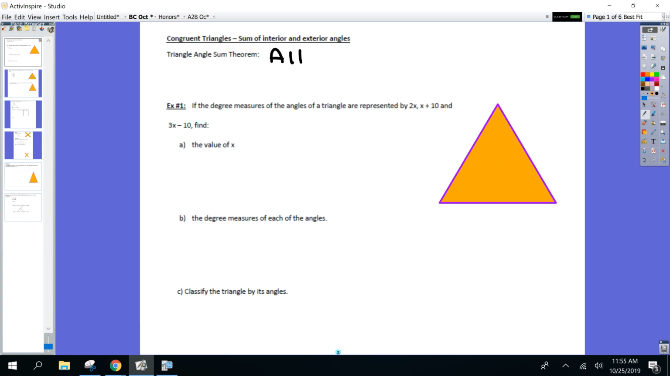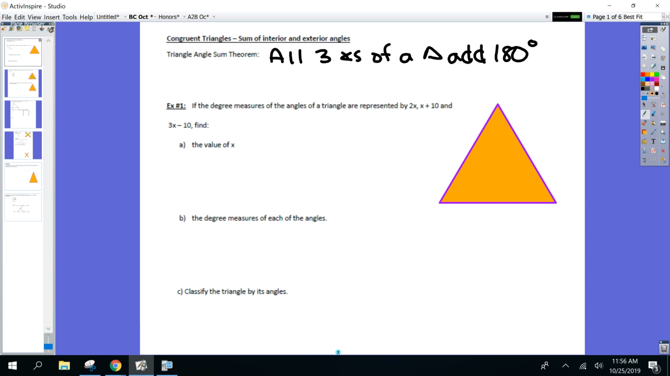All three angles of a triangle add to 180 degrees. And that's all we're going to work on today. We're going to become very, very good at the angles on the inside. And then maybe you've never talked about this, but you can also create angles on the outside of the triangle by extending a side. So let's first focus on the interior angles.